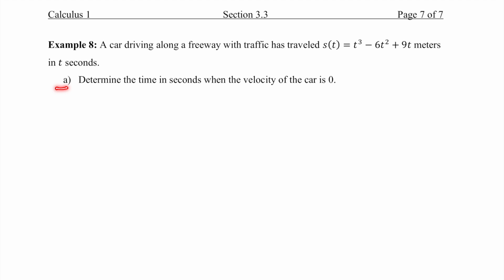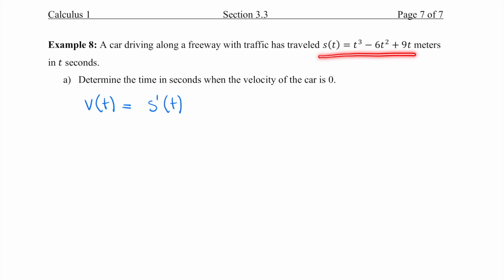Question A. Determine the time in seconds when the velocity of the car is 0. To find when the velocity is 0, we first need to find the velocity function. Velocity is the derivative of the position function. So we take the derivative of s of t.